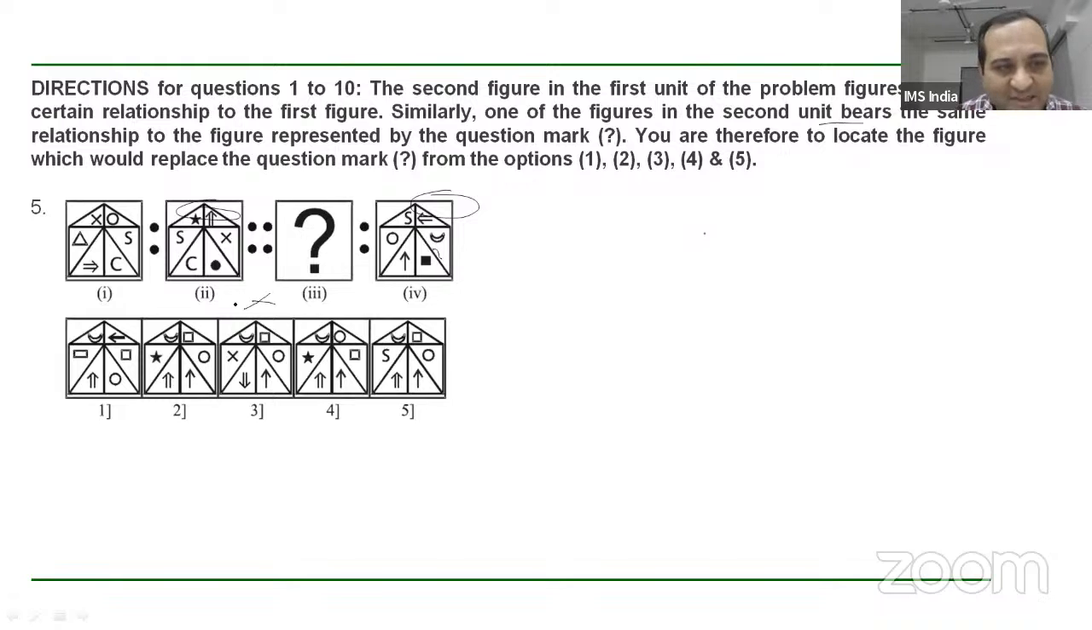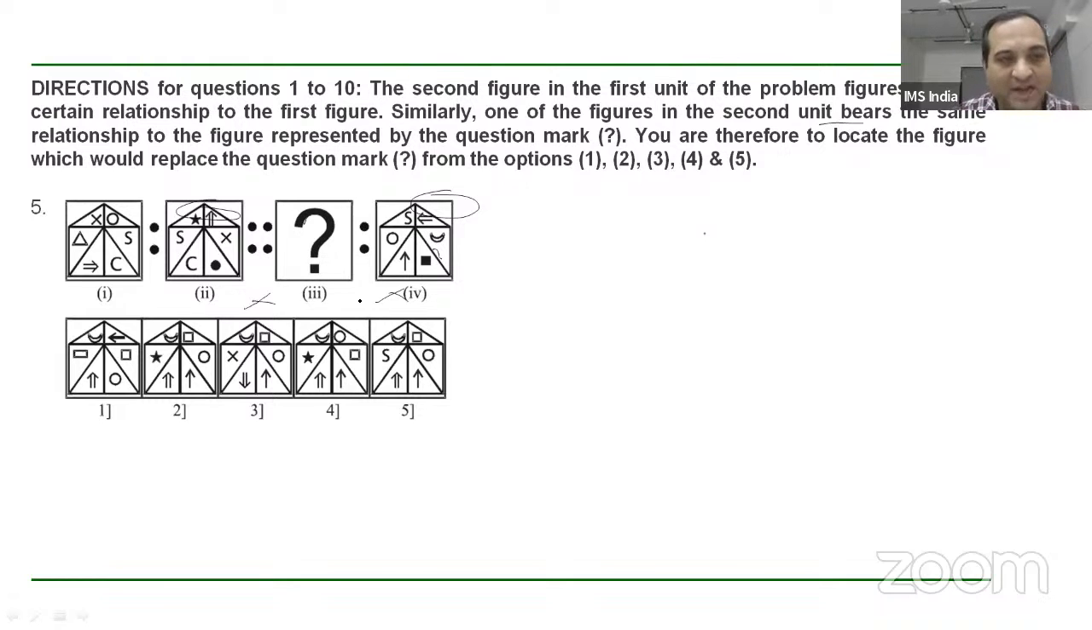Okay, now let's trace the next element. The next element which I can trace is the star, the top left hand side element. If you look at the top left hand side element, do you see it is not there itself? That means here the top left hand element is the S. So that should also not be there, because of which I can eliminate option number 5. So I'm left with 3 options.